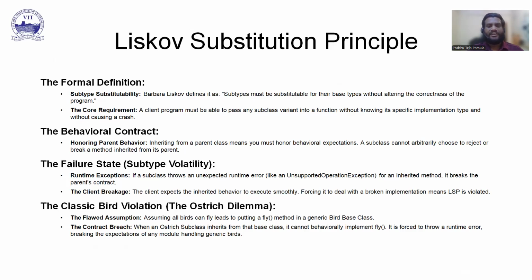The client breakage: the client expects the inherited behavior to execute smoothly. Forcing it to deal with a broken implementation means LSP is violated. The classic violation: the ostrich dilemma. The flawed assumption: assuming all birds can fly leads to putting a fly method into a generic bird base class. The contract breach: when an ostrich subclass inherits from the base class, it cannot behaviorally implement the fly method. It is forced to throw a runtime error, breaking the expectations of any module handling generic birds.